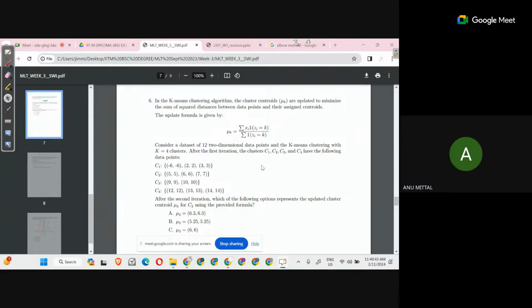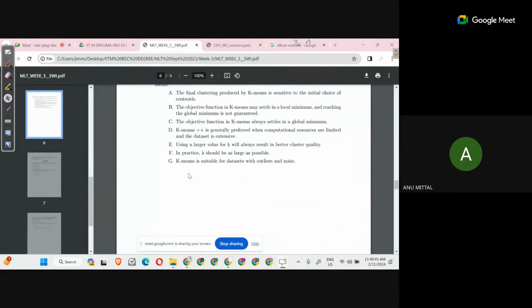Option G was incorrect, right? K-means is suitable for a data set with outliers. Yeah, it is incorrect. You know that from the last practice, it is sensitive to outliers. So yes, we should always try to avoid them. Usually, what we do in the real world, yeah.